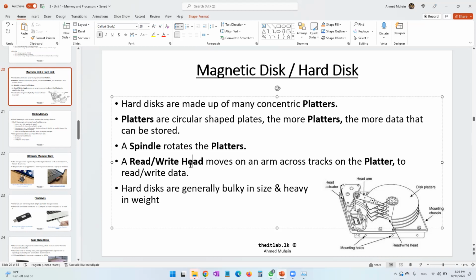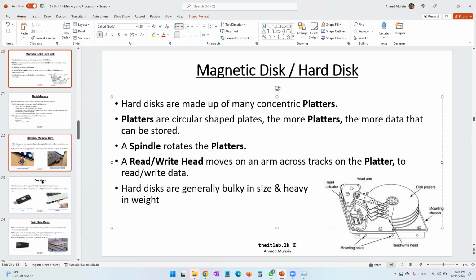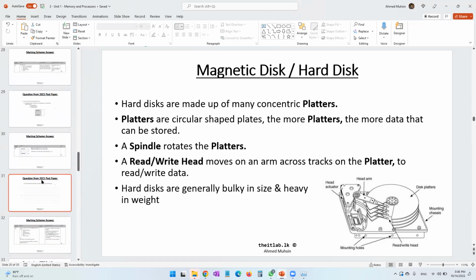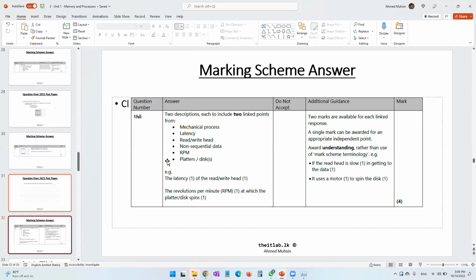You can mention it that way, or you can simply say how much of a delay is there from the read-write head receiving data and writing data to the platters. Okay, you can put your answer that way. I'll also show you the marking scheme answers, which is over here.